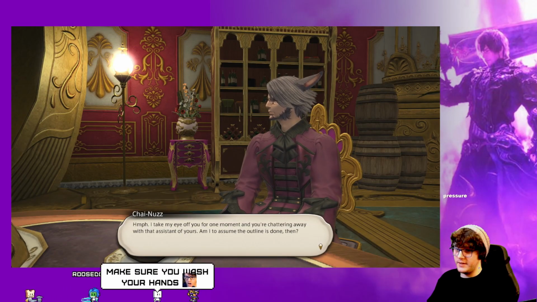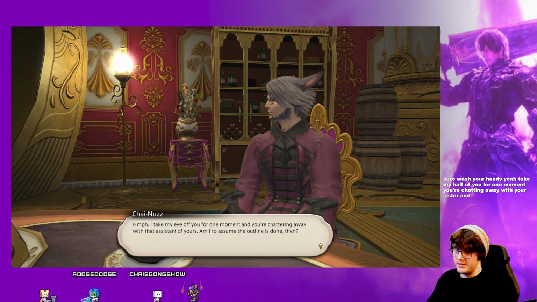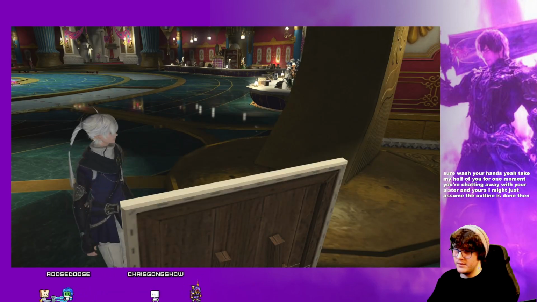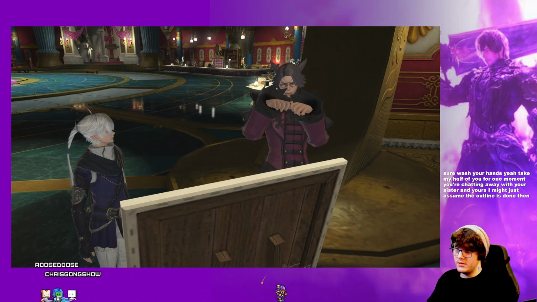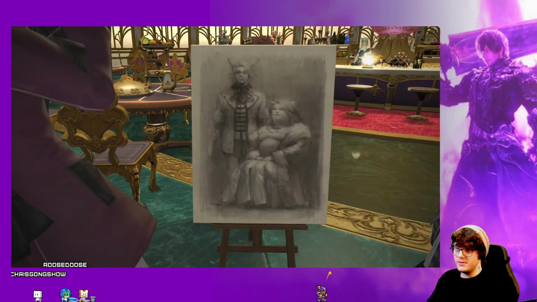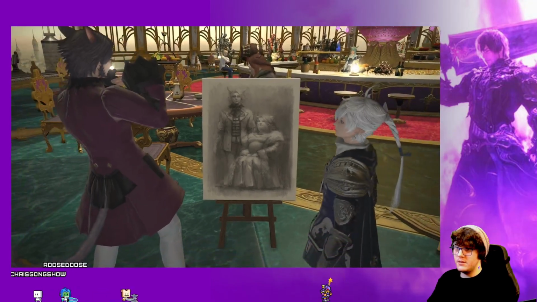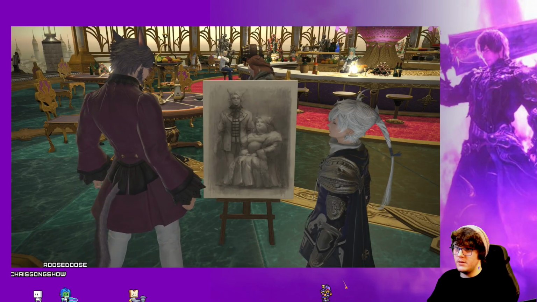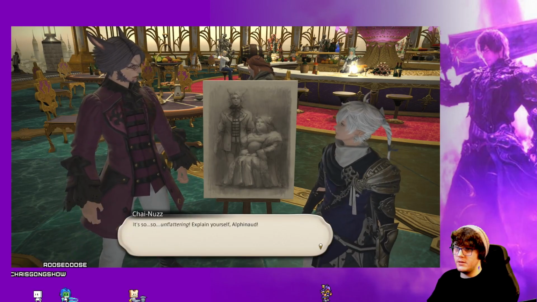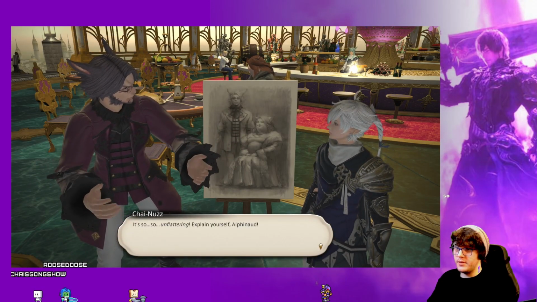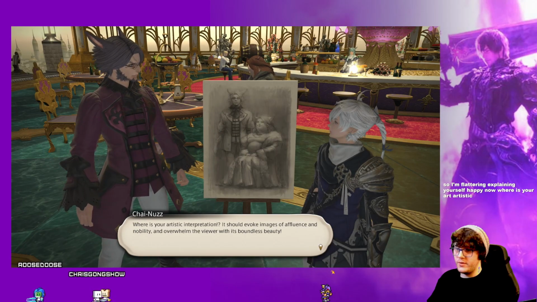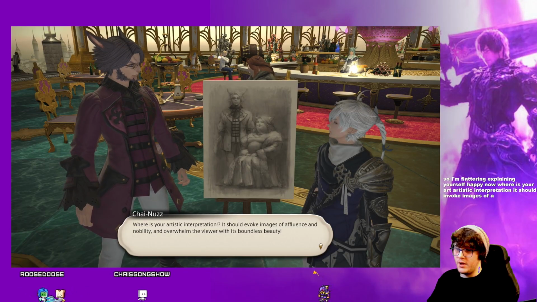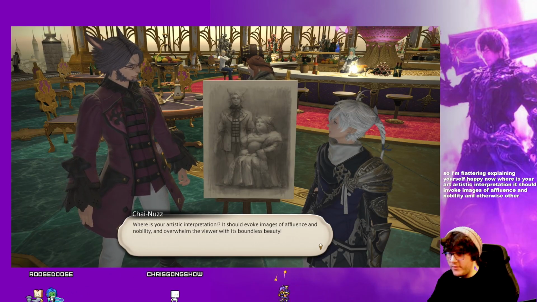Be sure you wash your hands. Take my eye off you for one moment, you're chatting away with your assistant. Am I to assume the outline is done then? What in blazes? So unflattering. Explain yourself, Alphinaud. What is your artistic interpretation? It should evoke images of affluence and nobility, and otherwise overwhelm the viewer with its boundless beauty.